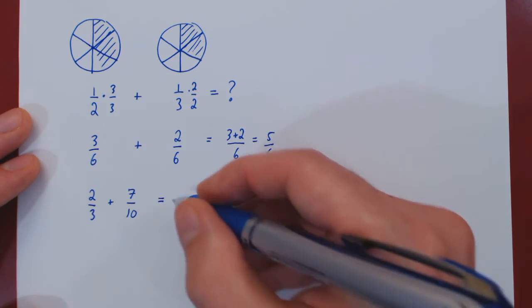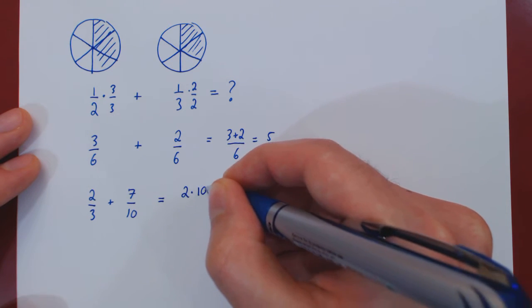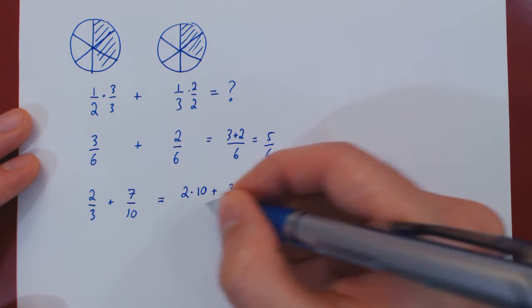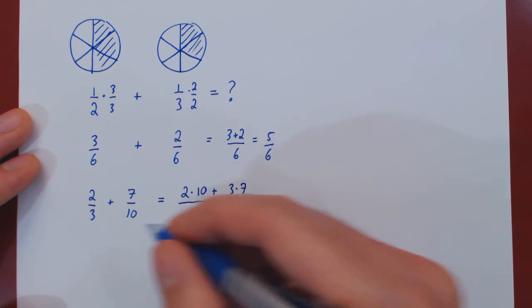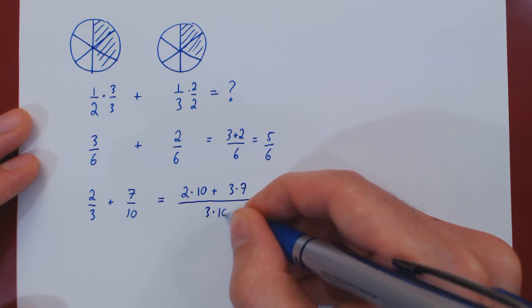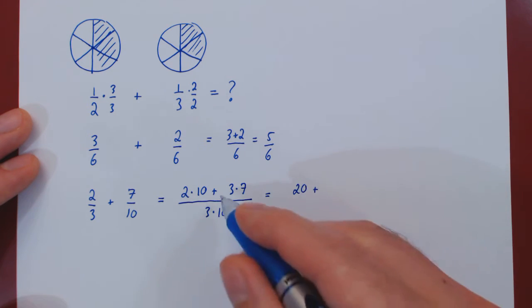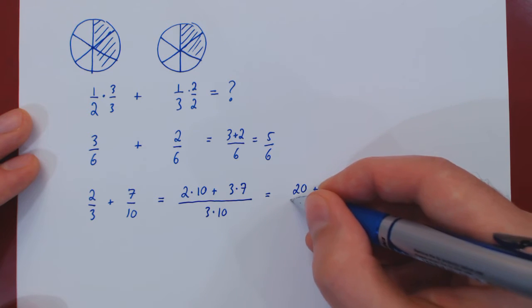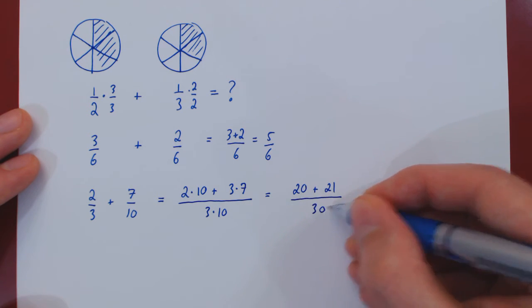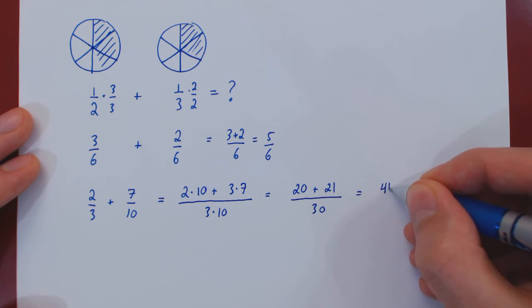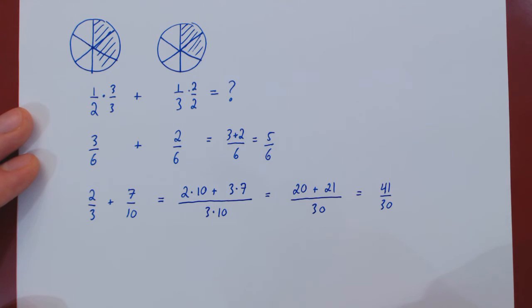So what are we going to have? Well, 2 times 10 plus 3 times 7 over 3 times 10. And if we simplify, 2 times 10 is 20, plus 3 times 7 is 21, over 3 times 10 is 30. And if we add the numerators, we get 41 over 30. So 2/3 plus 7/10 is 41 over 30.